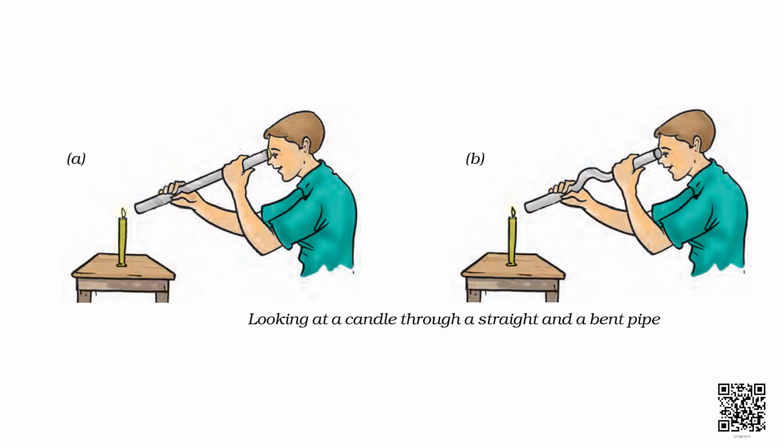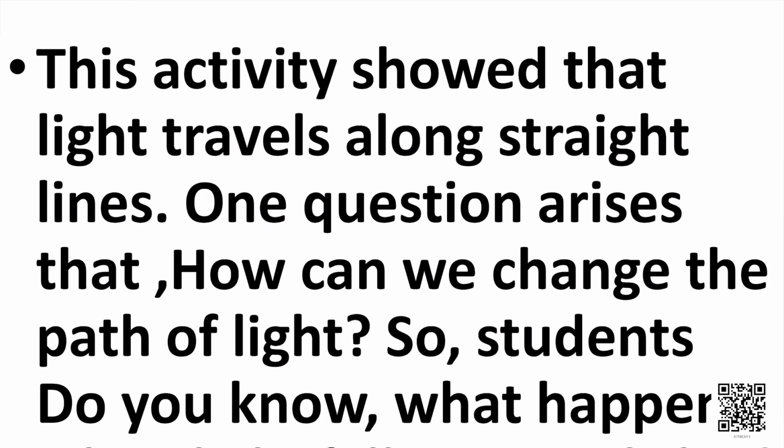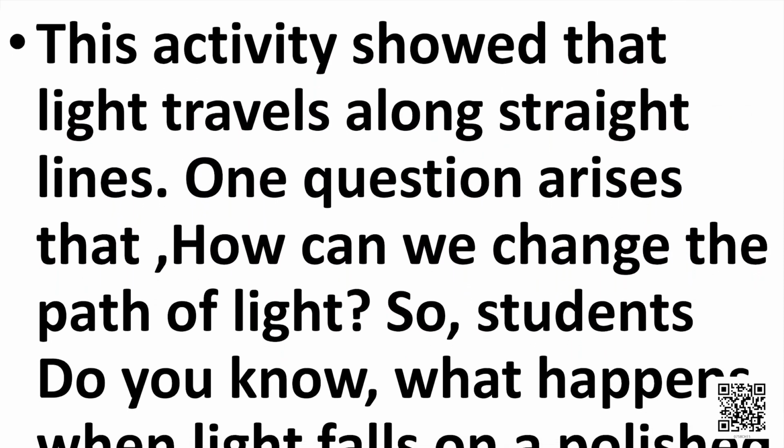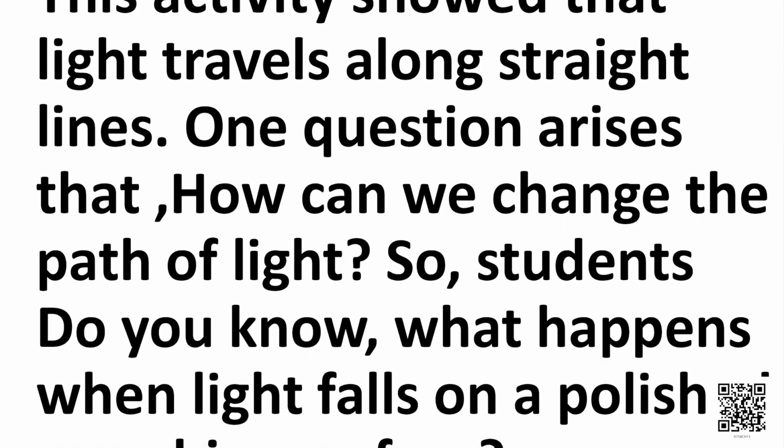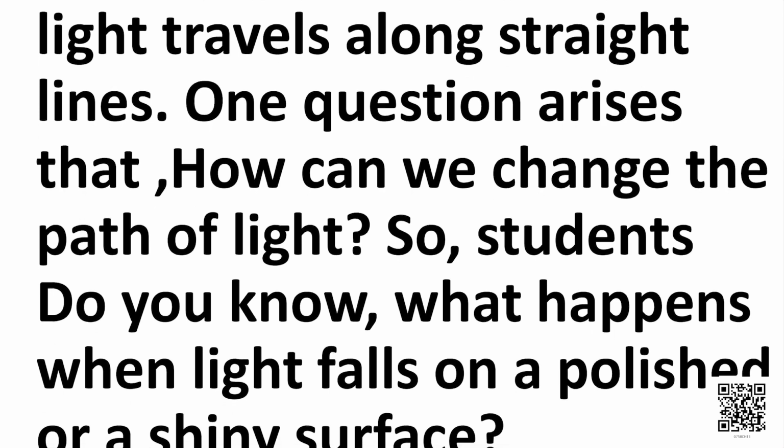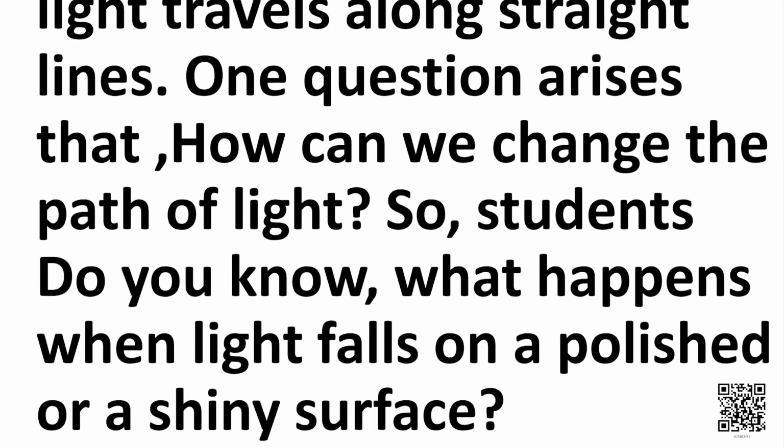So students, try to recall an activity that you have performed in class 6th. In that activity, you looked at a lighted candle through a straight pipe and then through a bent pipe. The reason that you were not able to see the candle flame through a bent pipe was because light travels in a straight line. Now this activity showed that light travels along straight lines and one question arises once again. That is, how can we change the path of light? So students, do you know what happens when light falls on a polished or a shiny surface? Knowing the answer of this question will let you know how we can change the path of light.